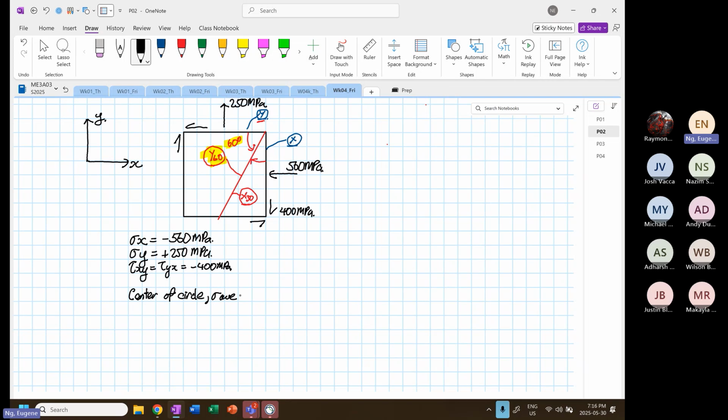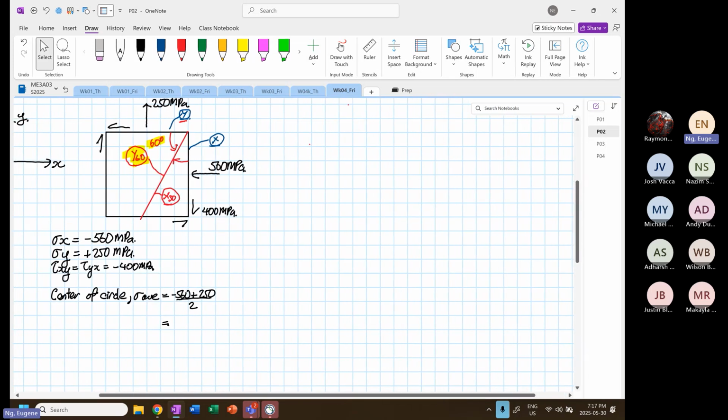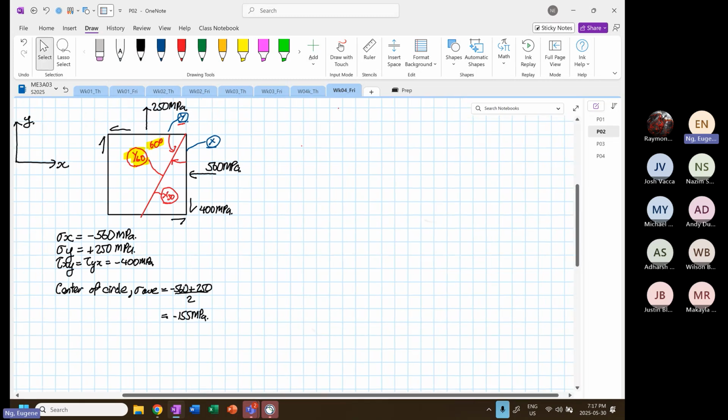So the stress average will be equal to minus 560 plus 250 divided by 2. So this will give us a value of minus 560 plus 250 divided by 2. So our stress average is at minus 155 megapascal.